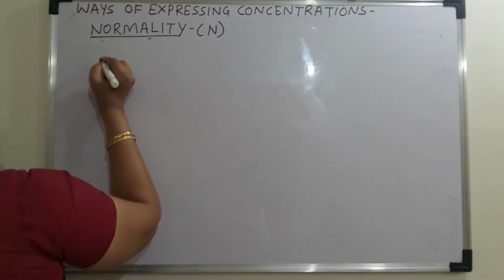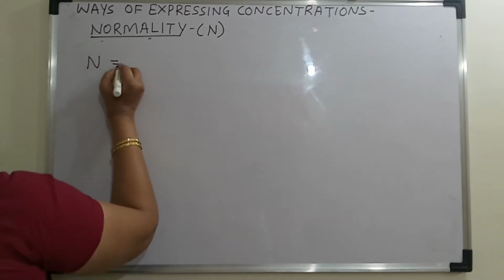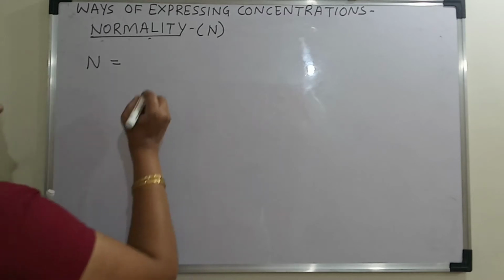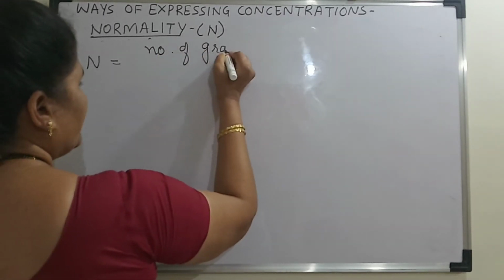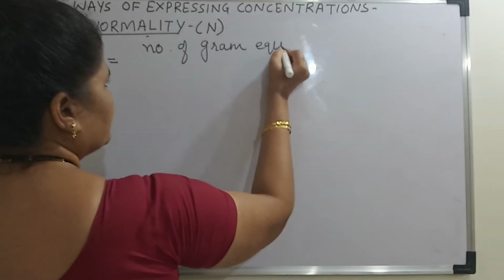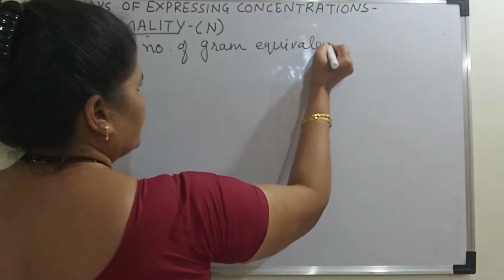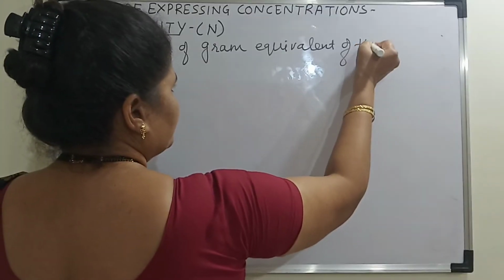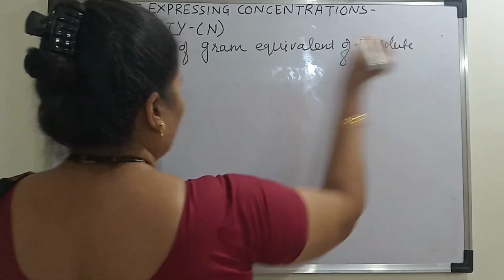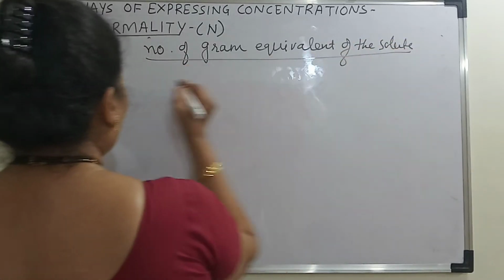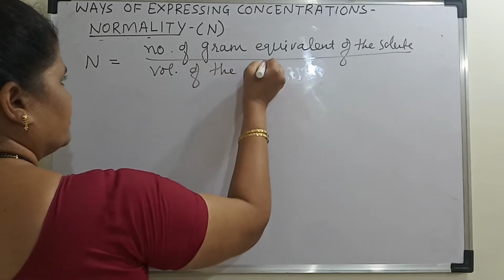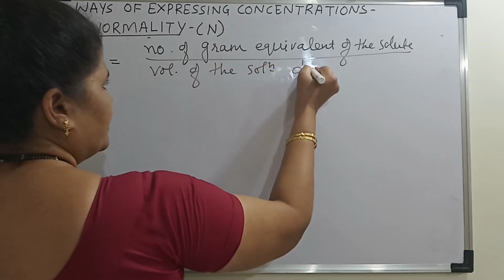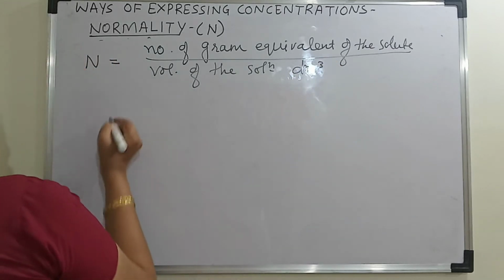Now let us see the formula to calculate normality. So normality is equal to number of gram equivalent of the solute upon volume of the solution. This will be in dm3. Can I reframe this equation?